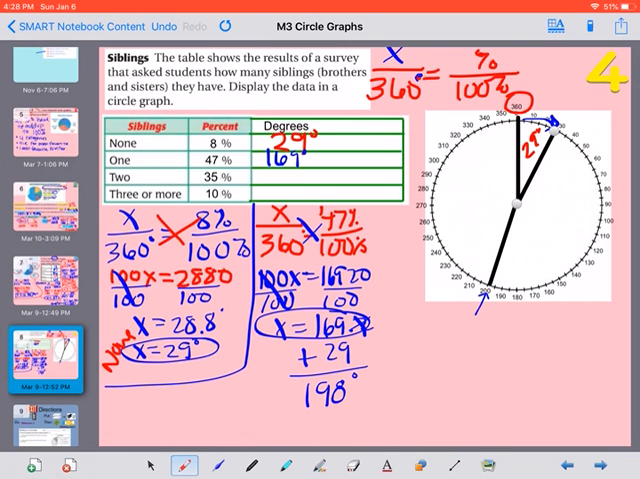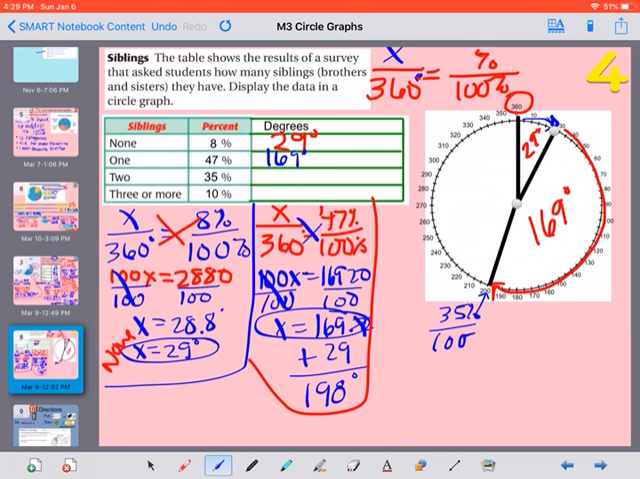So this section was 169 degrees from here to here. If we took 198 minus 29, it would give us 169. Okay? So then we have to go on to the next one. How many people had 2 siblings? Well, 35% did. So what's 35%? So we're going to find 35% out of 100%. Well, again, we still have a full circle, 360 degrees. We want to figure out how many degrees is this next section.